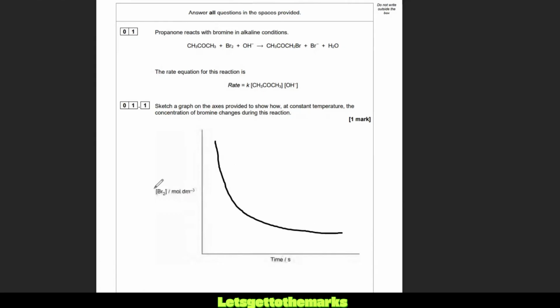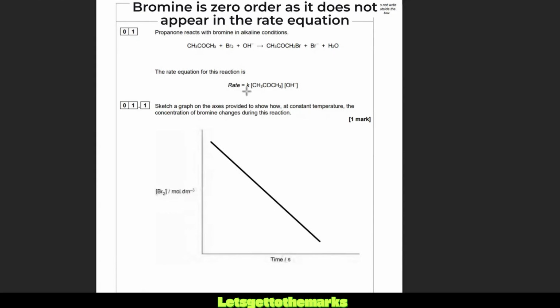Over time the reaction gets slower, and you can work that out from the gradient. However, because bromine here is not in the rate equation, it is zero order with respect to the reaction. What that means is that the rate of the reaction is not dependent on bromine. Regardless of what the concentration is as it goes down over time, it does not affect the rate of reaction. And we know that because it's not in the rate equation.